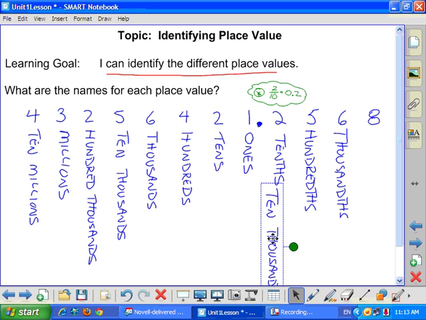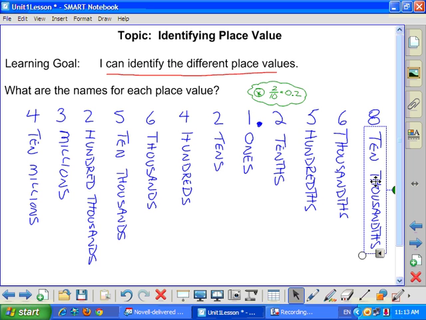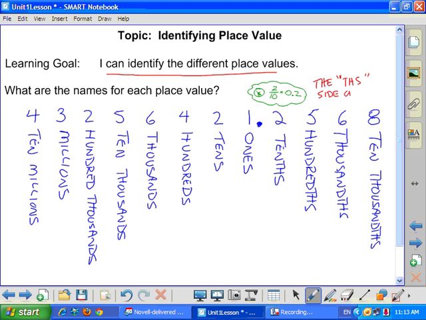So up here I'll put, this is the THS side of the decimal, because every word has a THS at the end of it. There we go. So there is a review of naming our particular place value columns.